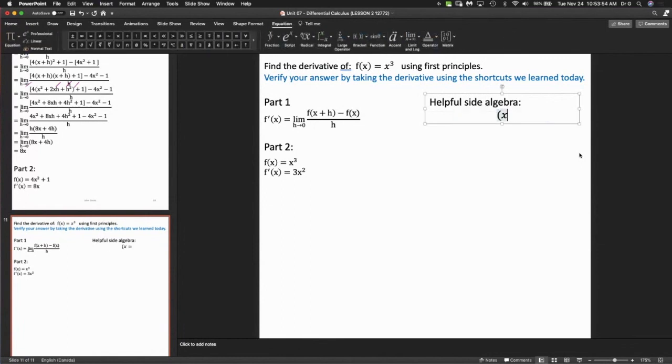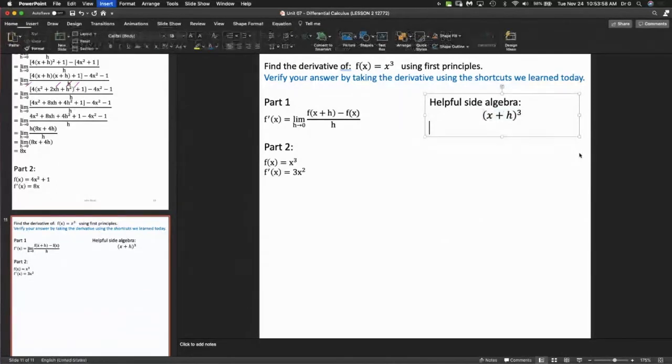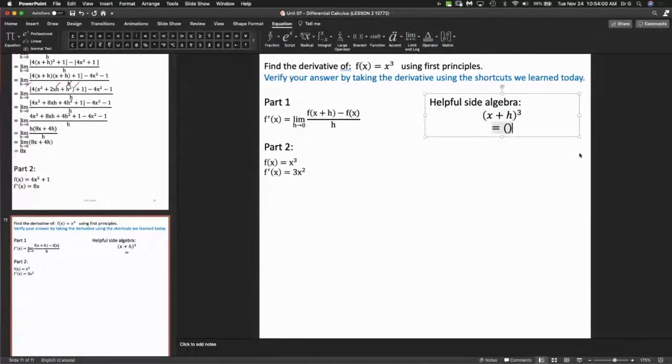If you have x plus h cubed, that equals x plus h times x plus h.